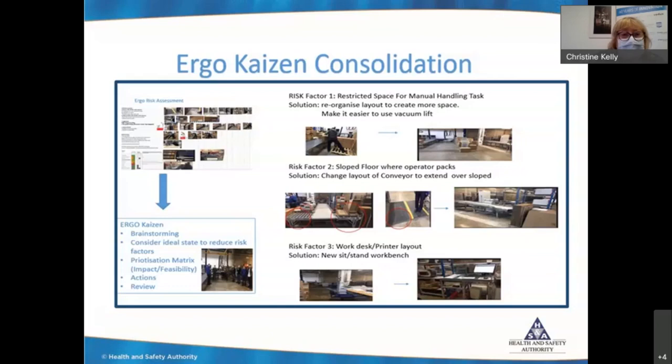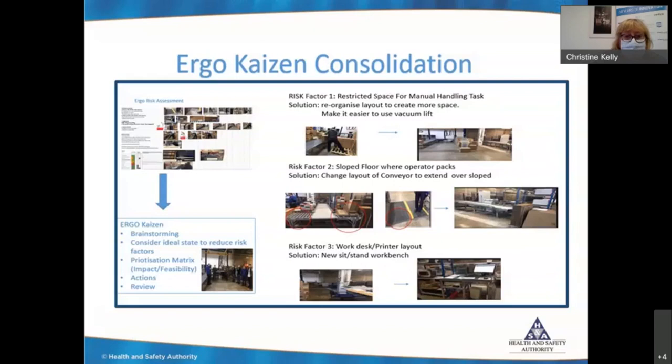I use the MAC score rating, the Little Red Man also. And yeah, I find it's a really good communication tool to have the storyboard combined with the MAC or ART tool. So what I've shown here on the bottom left is just what we do in the Ergo Kaizen.